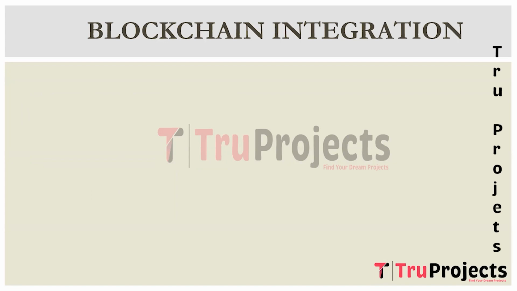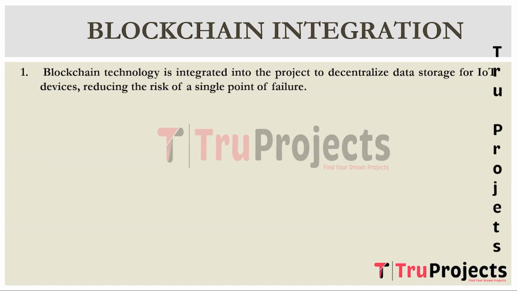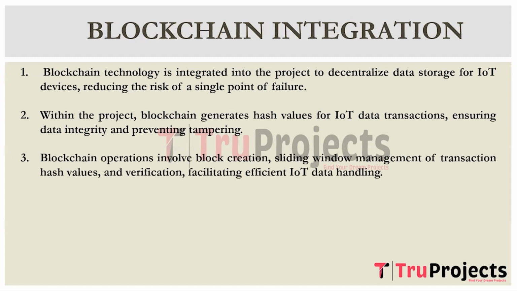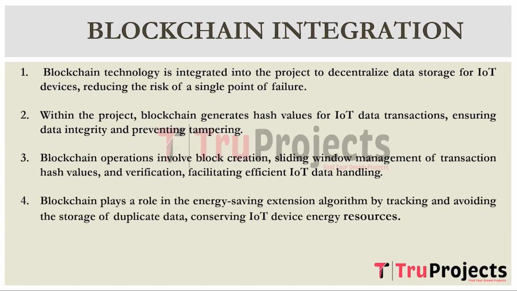Blockchain integration. The blockchain integration safeguards IoT data by decentralizing storage, eliminating the vulnerability of a single point of failure. Blockchain integration includes the generation of transaction hash values for IoT data, preserving data integrity, and preventing unauthorized modifications. The project's blockchain integration encompasses block creation, transaction hash management within a sliding window, and verification, optimizing IoT data management. Blockchain is integrated into the energy-saving extension algorithm to monitor and prevent duplicate data storage, preserving IoT device energy resources.